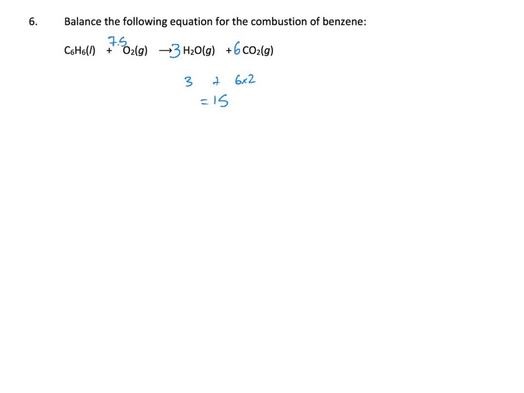Now, generally speaking, we don't like having decimals in our coefficients, so we can get rid of that decimal by multiplying everything through by 2, which would give us 2 C6H6 plus 15 O2 goes to 6 water plus 12 CO2.